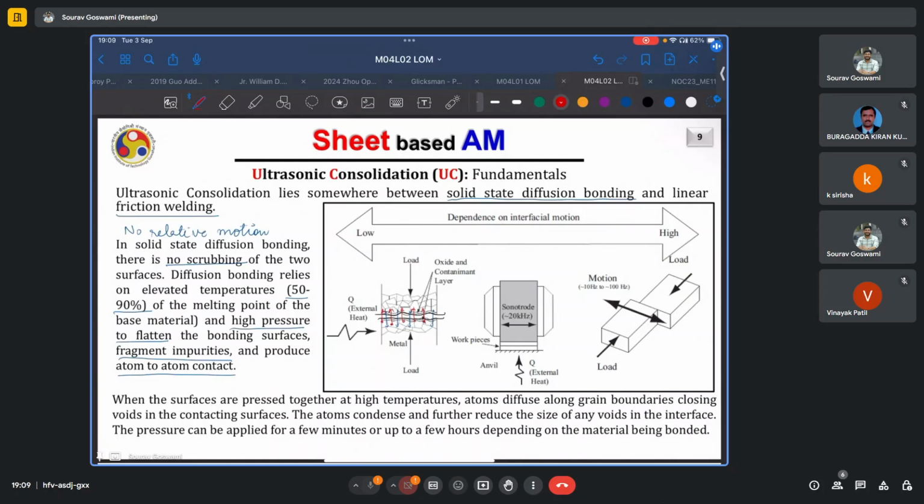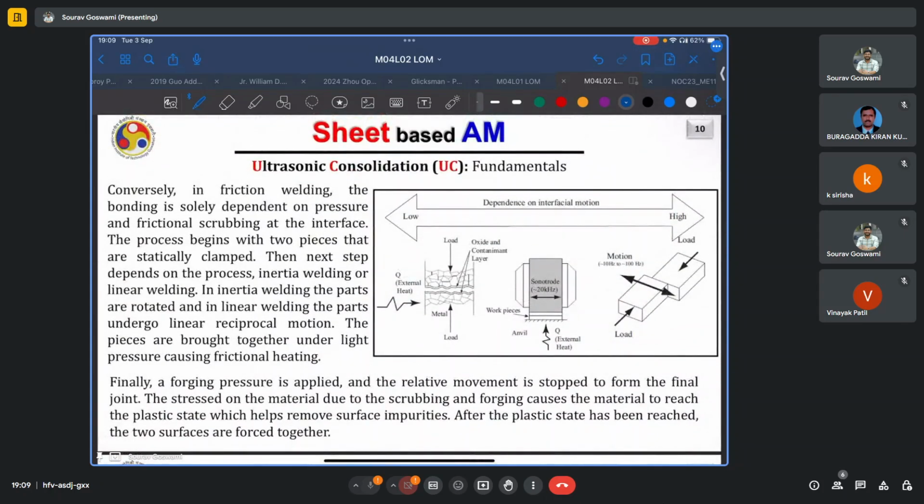When the surfaces are pressed together at high temperatures, atoms diffuse along the grain boundaries, closing voids in the contacting surfaces and producing a bonded structure. The atoms condense and further reduce the size of any voids in the interface. The pressure can be applied from a few minutes up to a few hours, or in certain experiments, even for a few days or weeks, depending on the material being bonded, the extent of material diffusion that we are looking for, the strength of the material that we envision, and so on.